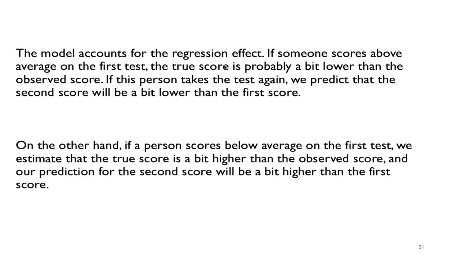On the other hand, if a person scored below average on the first test, we estimate that the true score is probably a bit higher than the observed score. That means that our prediction for the second score will be a bit higher than the first score.